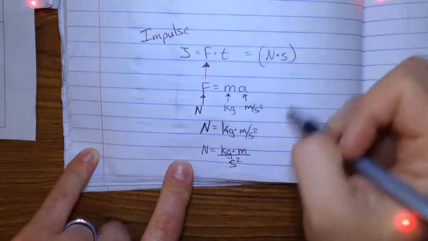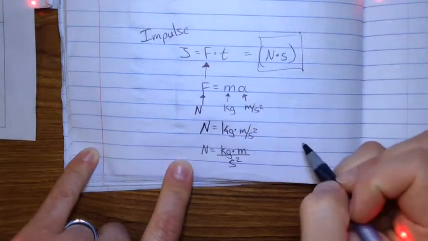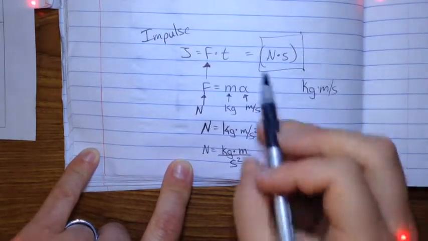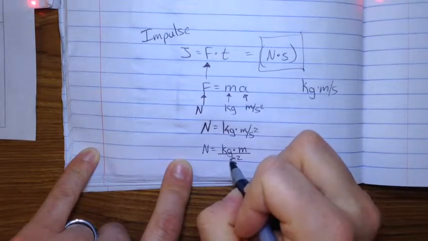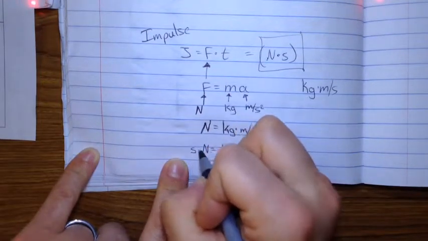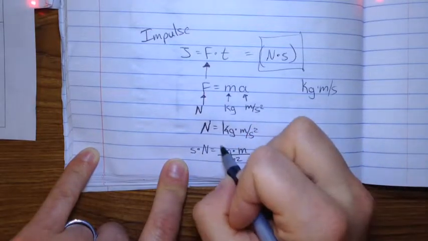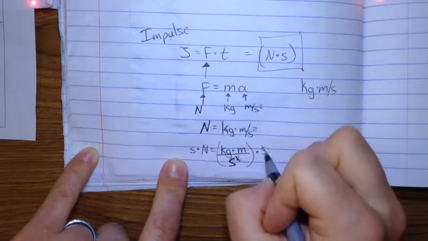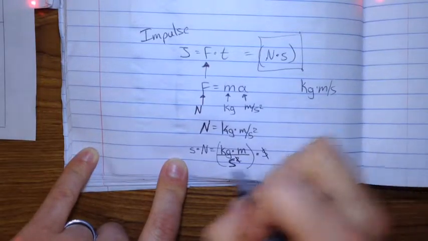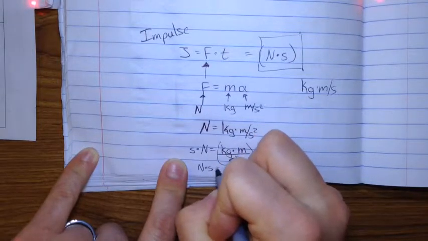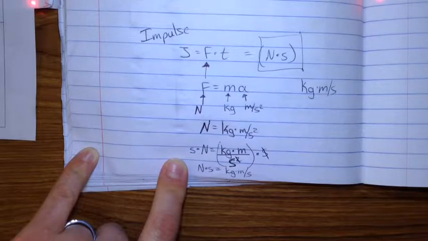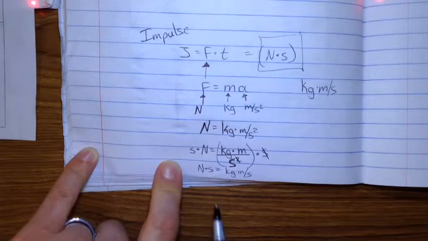Now, we want to know how this is the same thing as kilograms times meters per second. Well, here it is. If I multiply seconds over here, and I multiply seconds over here, that cancels right there, and you end up with newtons times seconds is equal to kilogram meters per second. Okay? So algebraically, that's how those two things can actually be equal to each other.